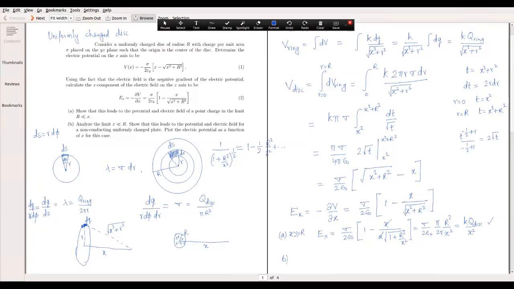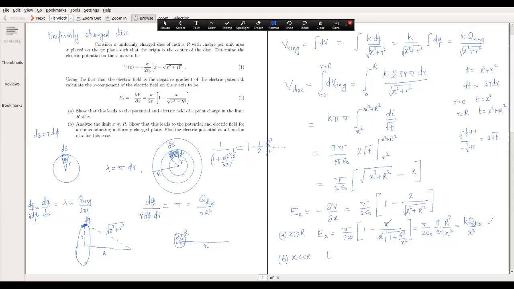Similarly, let's do this for the opposite limit. When you're really close to a disk and you're on the axis of the disk, x is significantly small compared to the radius r. In that case, you can immediately drop the x in the denominator. In fact, after you drop the x in the denominator, it is x over r that remains, which is again small compared to 1.